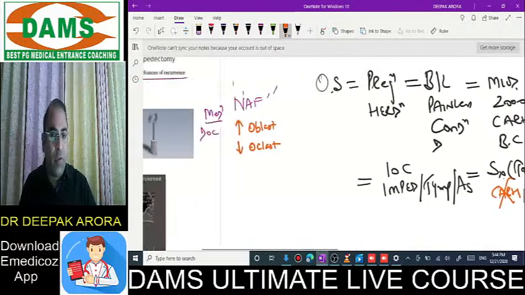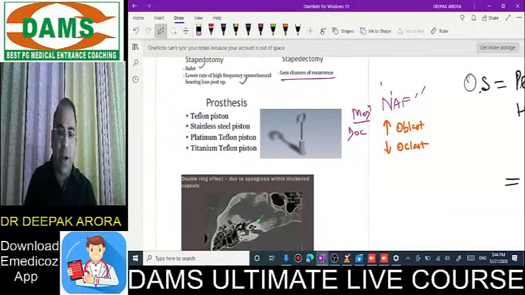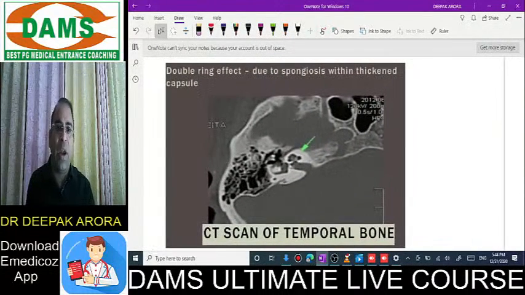Clear? A few miscellaneous points are always there. Like after completing this topic, I take you to the next. There is no upper limit. We have to stop somewhere, and we have to focus more on the revision segment. Now, cochlear otosclerosis, a very rare finding. What we see on the CT examination, because there is a spongiosis within the thickened otic capsule, is a double ring effect. On CT, we get that as a finding of cochlear otosclerosis.